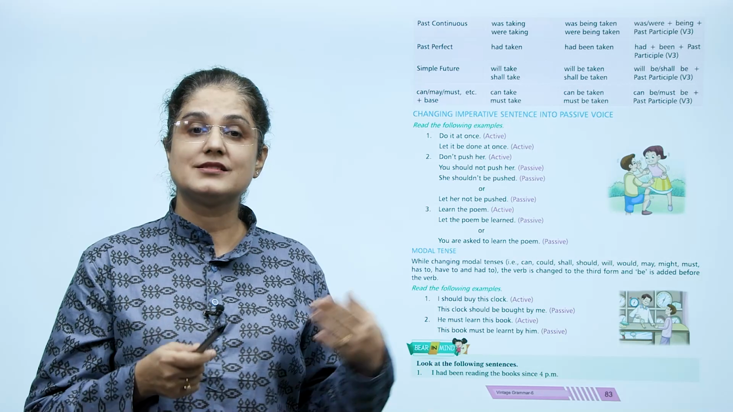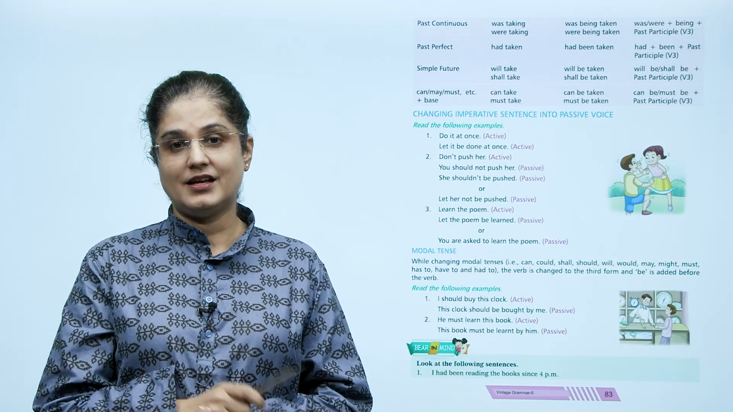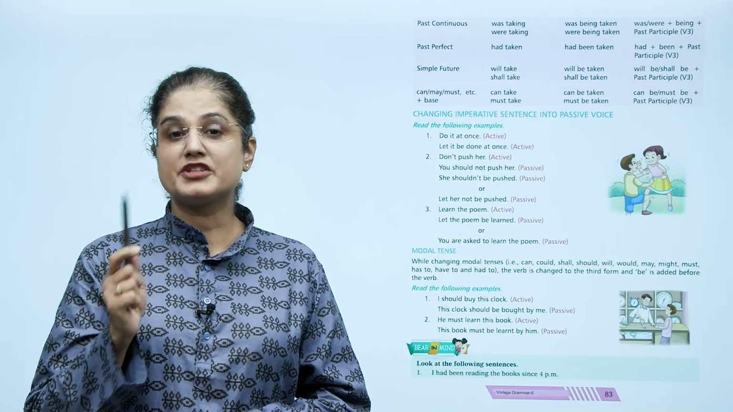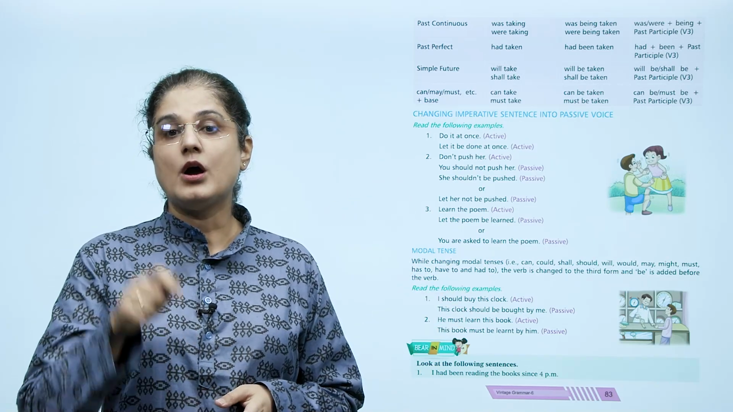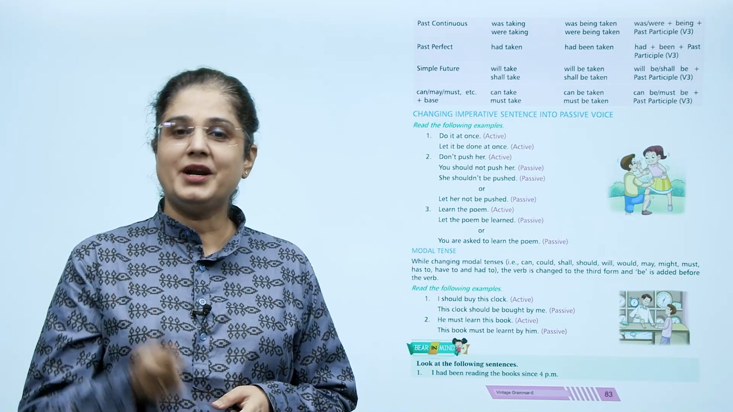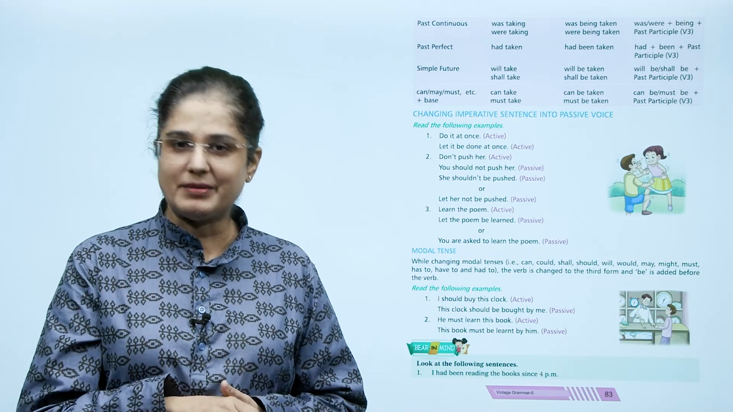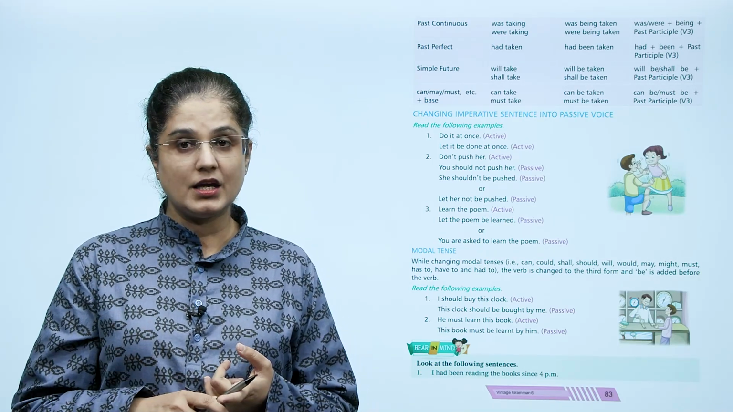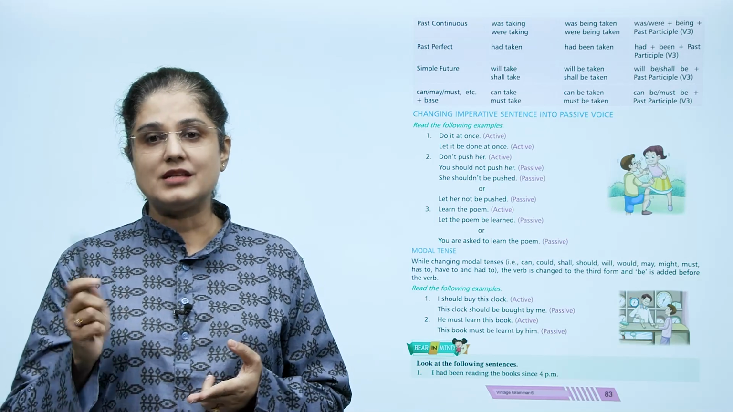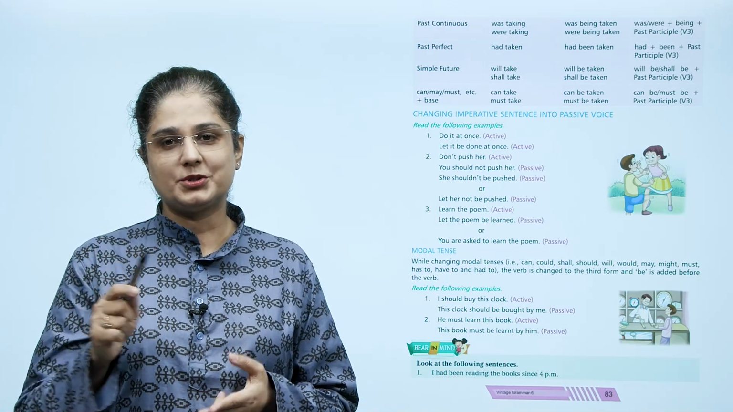Now let us look at simple future tense. So will take or shall take in the active voice changes to will be taken or shall be taken in the passive voice, and its formation is will be or shall be plus past participle or the third form of the verb.